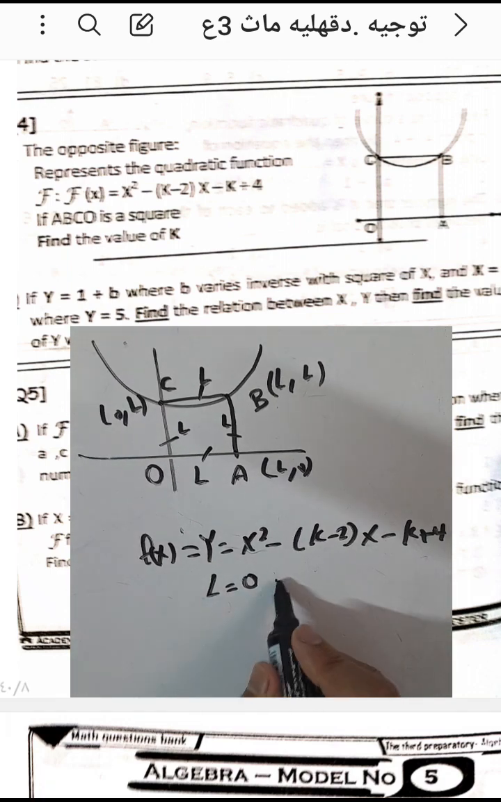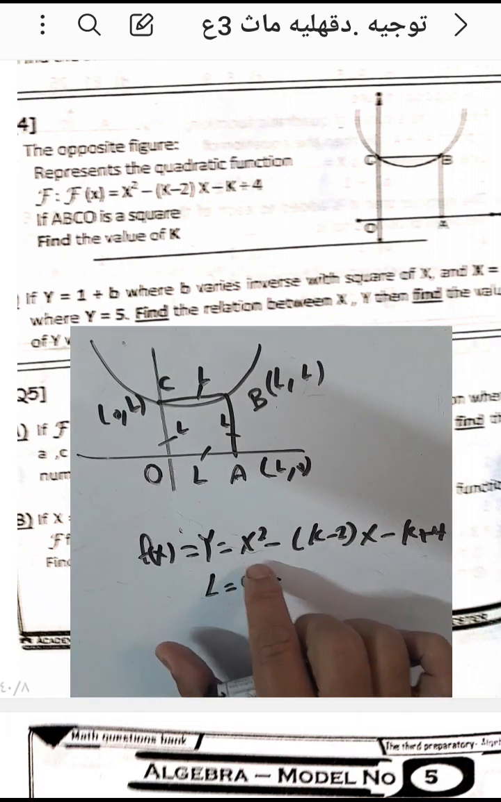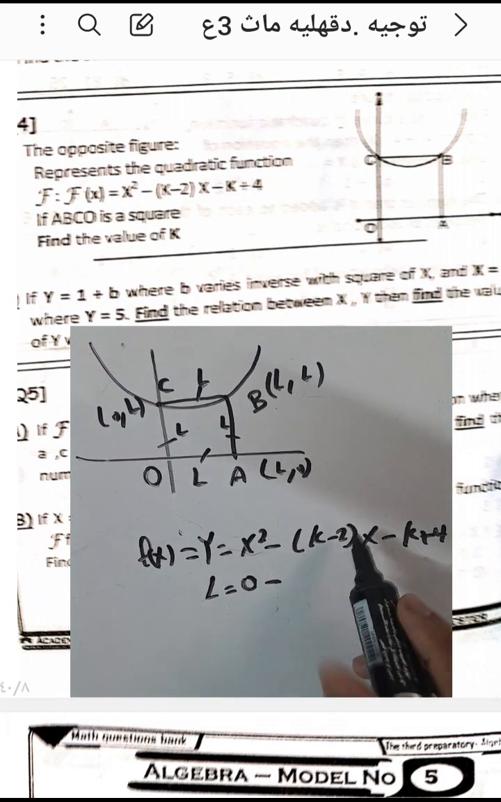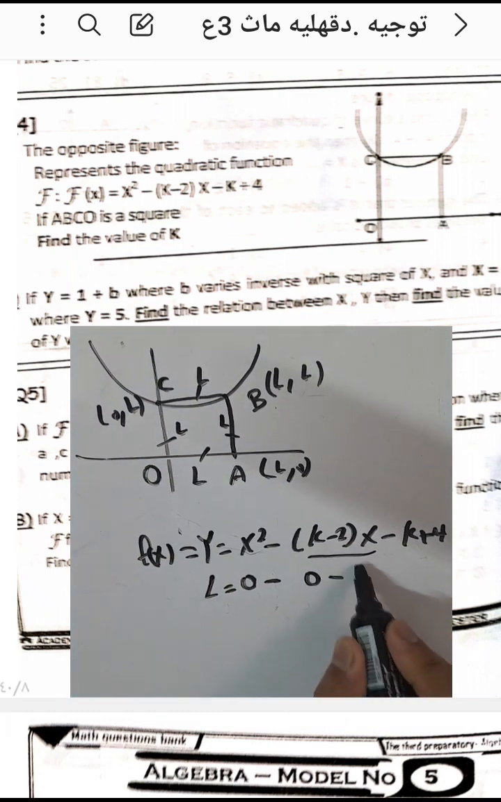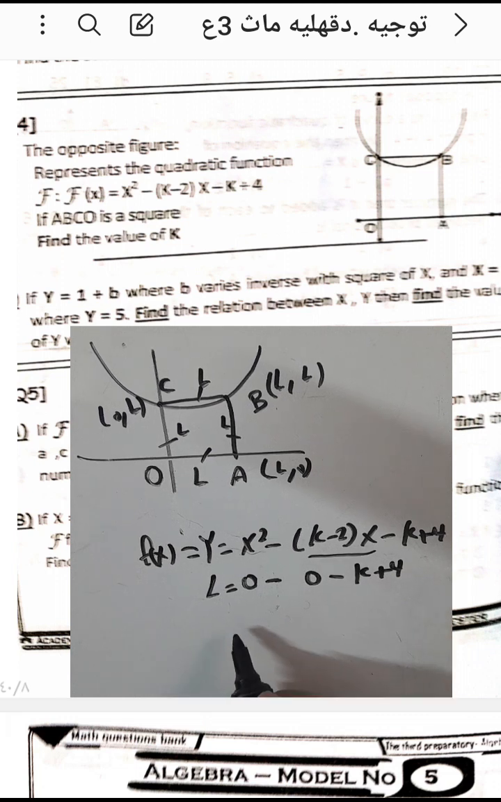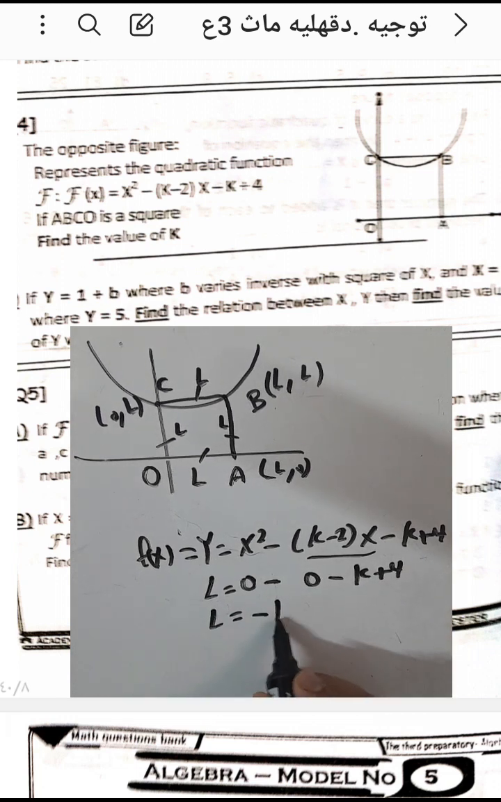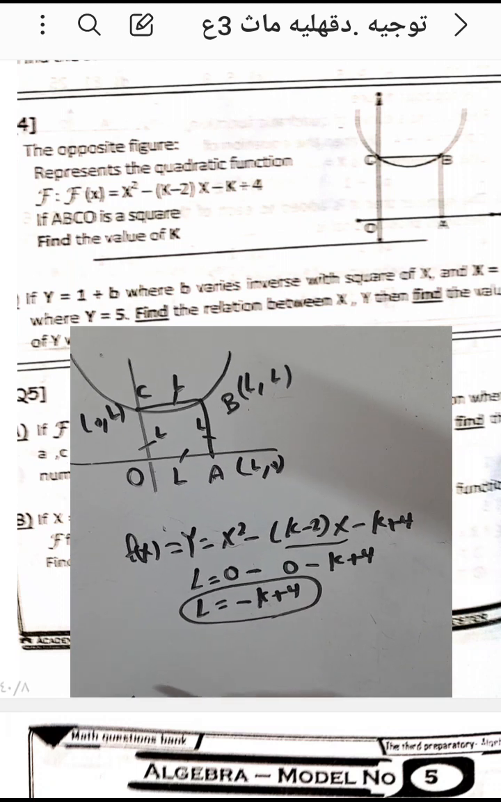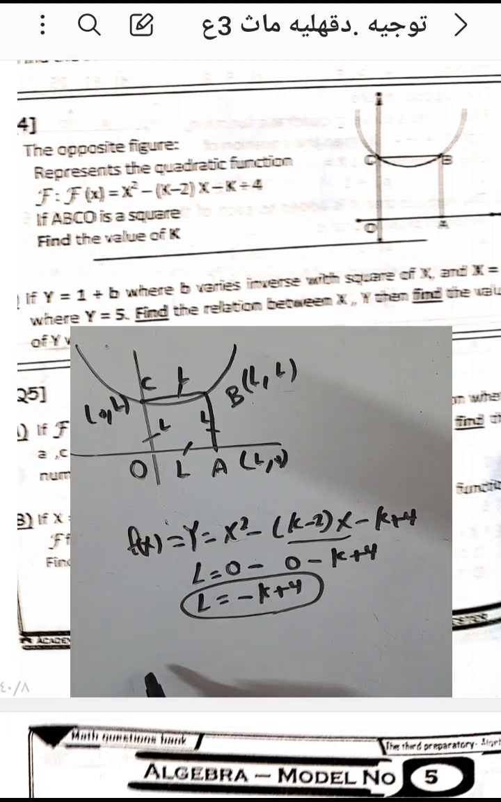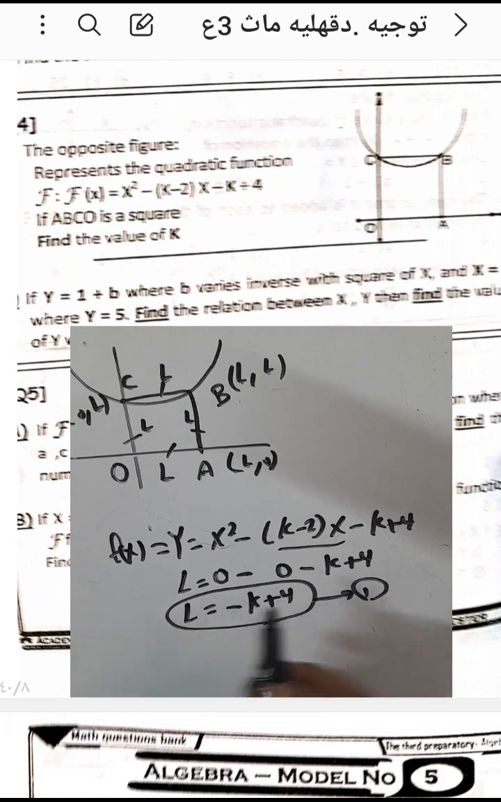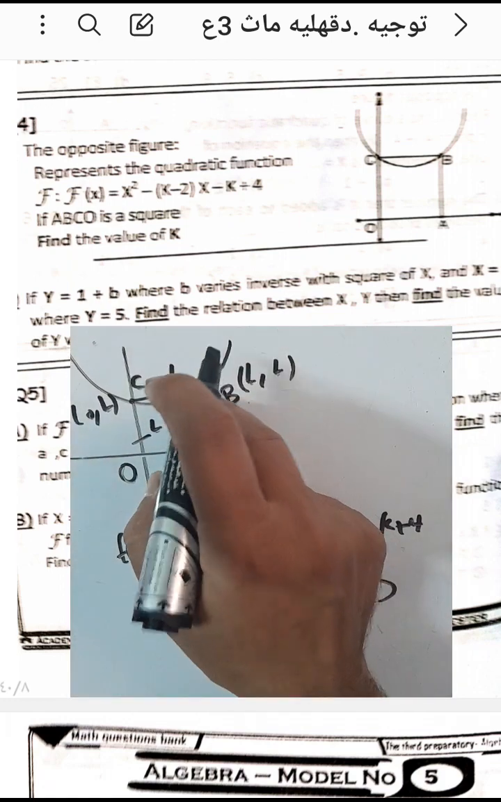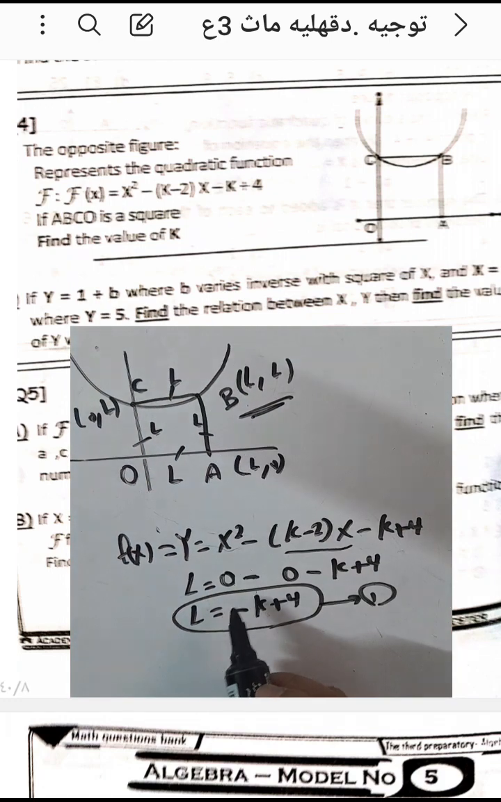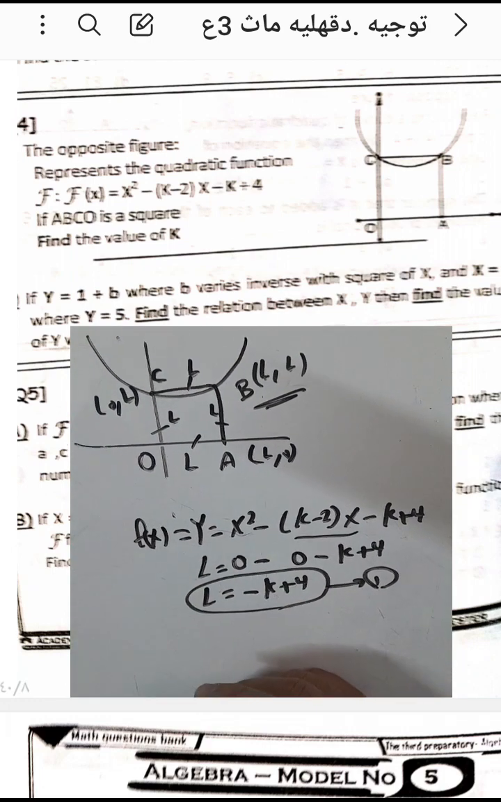Again, put x equals 0 here, 0 times this function, it will be 0, subtract k plus 4. Then L will be negative k plus 4. Okay, this is the first solution. Now put again this point P belonging to this function, with x equal L and y equal L.